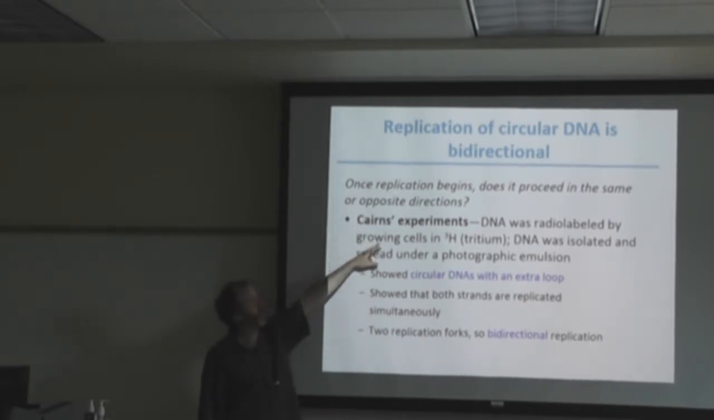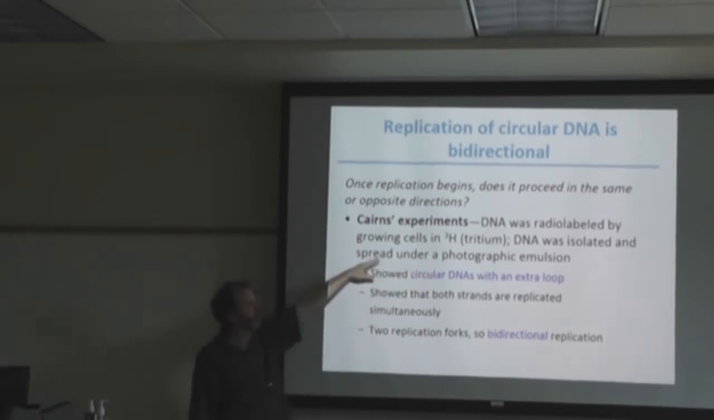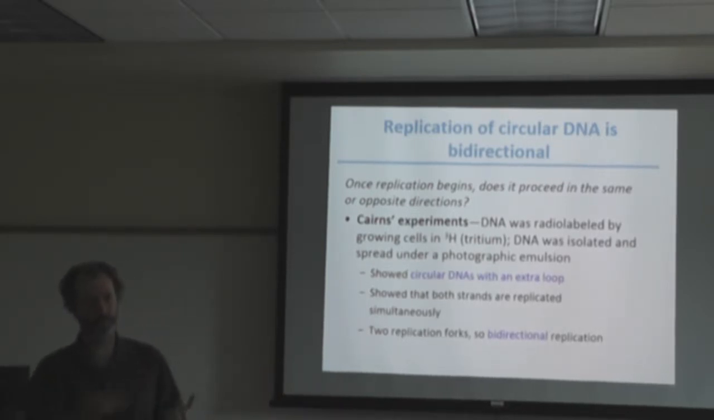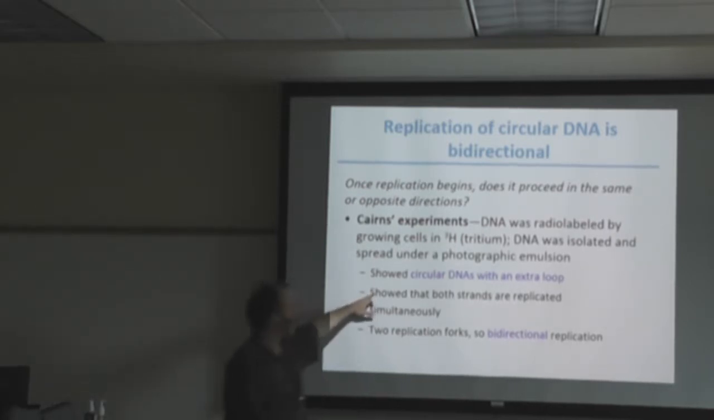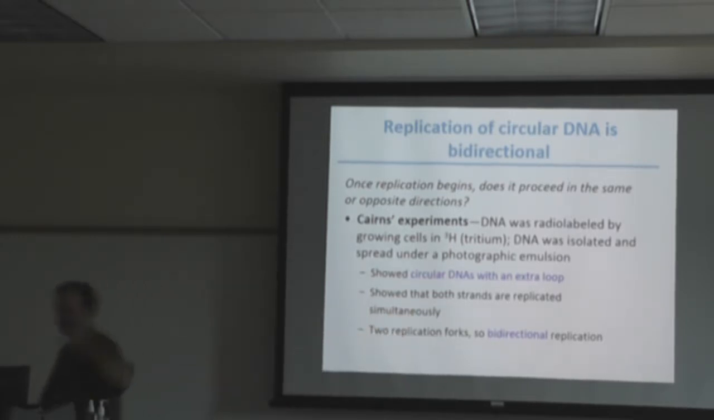In the Cairns experiment, the DNA was radiolabeled with tritium, isolated, and spread under a photographic emulsion. The tritium causes the photographic emulsion to show you where the tritium is. It shows circular DNAs with an extra loop. It showed that both strands are replicated simultaneously, and the two replication forks are bidirectional.